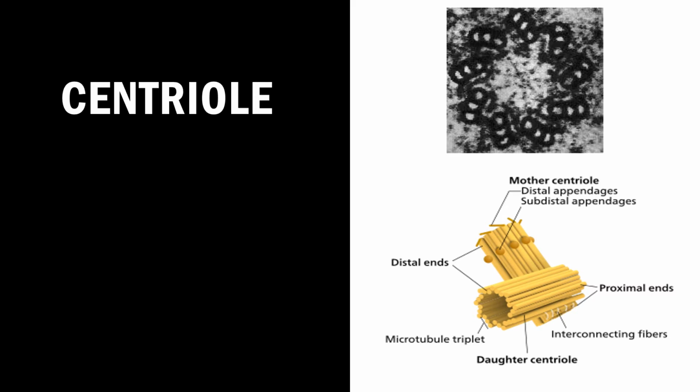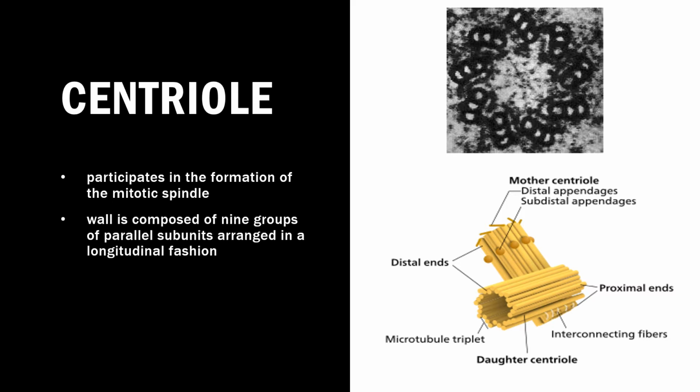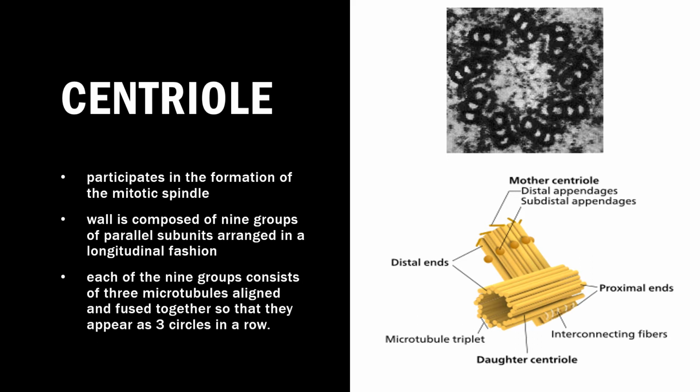Next cytoplasmic inclusion, we have the centriole. The centriole is important because it participates in the formation of the mitotic spindle, and the centriole wall is composed of 9 groups of parallel subunits arranged in a longitudinal fashion. Each of the 9 groups consists of 3 microtubules aligned and fused together so that they appear as 3 circles in a row.